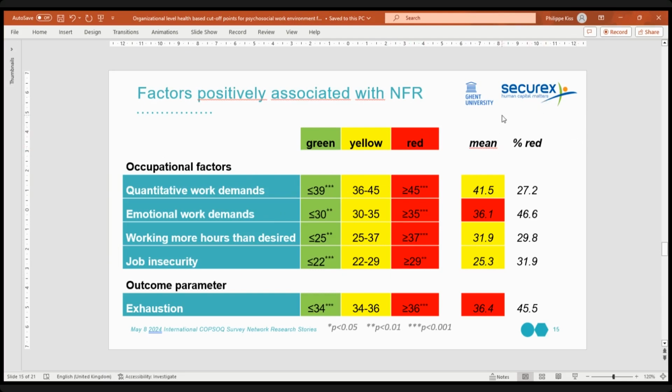In this column, I gave you the mean values for the 191 organizations, and I colored these appropriately according to the cutoff points we assessed. And this here is the percentage of organizations that are in the red zone. I didn't show you the areas under the curve here, but I show you the asterisks indicating the significance of the difference between the green line and the blue line.